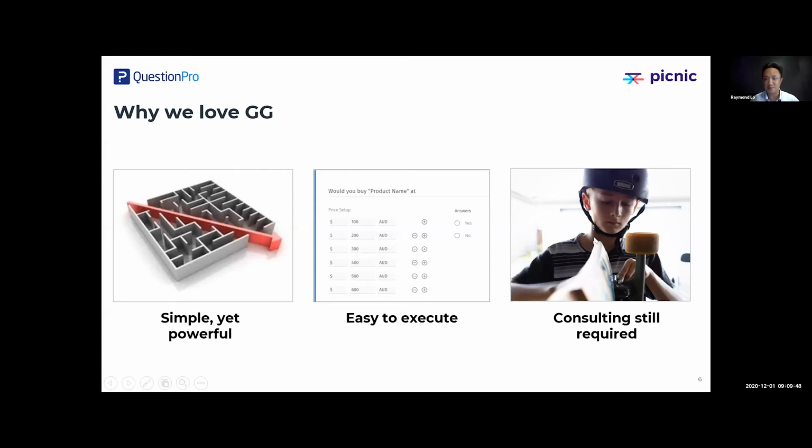Which is my third point here. We get the price curve, and it's very, very nice to look at, and it tells us about adoption, but at the end of the day, we need to consult with this data, and there's still a lot of adjustments and filters we have to apply to the data points before we can tell the client, hey, this is really the demand for your product. So yes, our role is not diminished in any way as researchers. Question Pro really facilitates us doing Gabor Granger, but at the end of the day, we're still there to consult. And I'll give you some examples that talk to this.